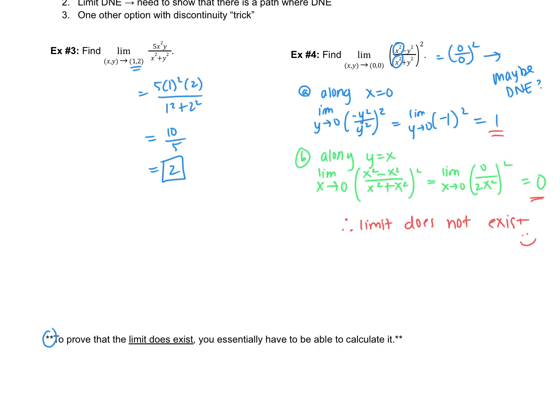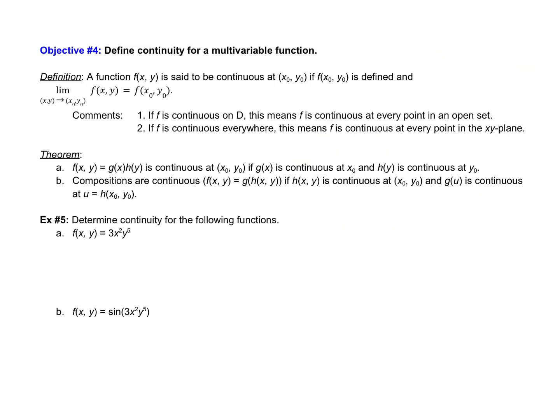Okay, so last thing that I want to talk about is continuity. Continuity in 3 space is going to be very similar to continuity in 2 space. A function f of xy is said to be continuous at some point if the function is defined at that point and the limit as we're approaching that point is equal to the function value. 2 quick comments. If f is continuous on some disk, then f is continuous at every point in that disk. If f is continuous everywhere, that means that f is continuous at every point in the xy plane.